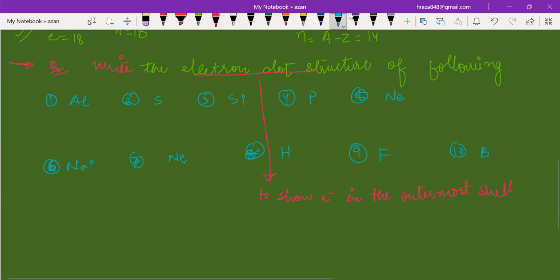So can you write the electronic configuration of aluminum? 13 is its atomic number. If atomic number is 13, that means electron is also 13. And what is electronic configuration? Distribution of electrons in different shells. So in the first shell 2, in the second shell 8, 10 electrons distributed. How many left? 3. So this is the electronic configuration of aluminum. Yes or no?